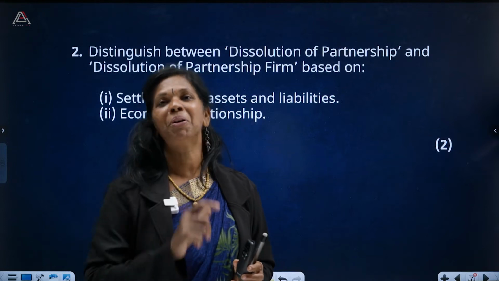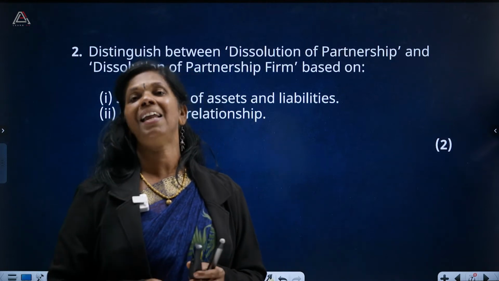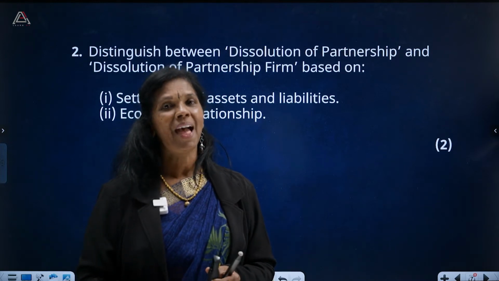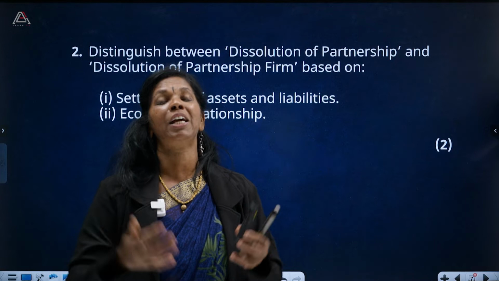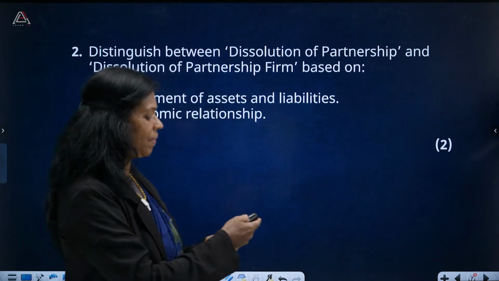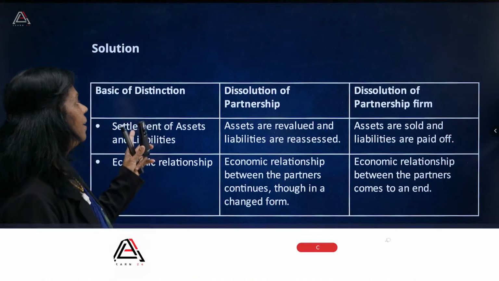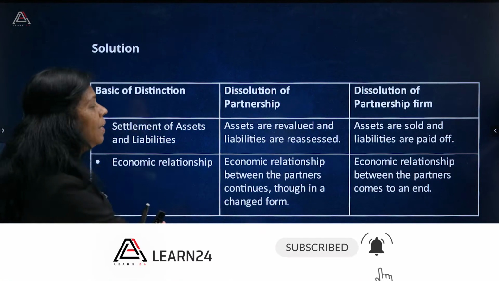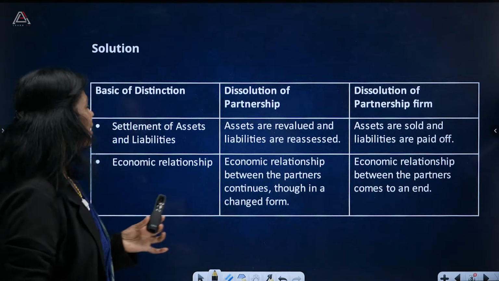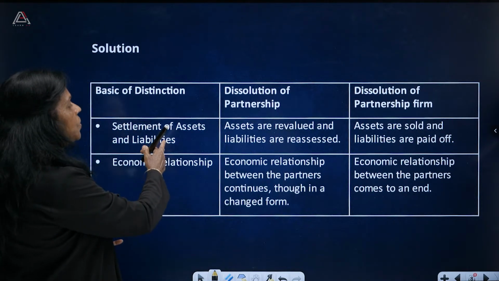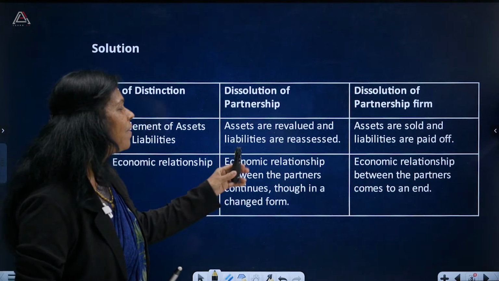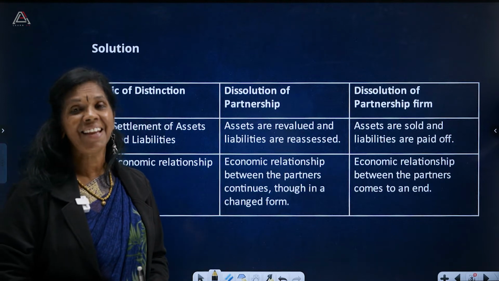Do you have any idea about how to settle assets and liabilities in the case of dissolution of partnership and dissolution of partnership firm, and how the economic relationship will be between the partners? Let us see. See, basis of distinction, dissolution of partnership and dissolution of partnership firm. In the case of settlement of assets and liabilities, assets are revalued and liabilities are reassessed.